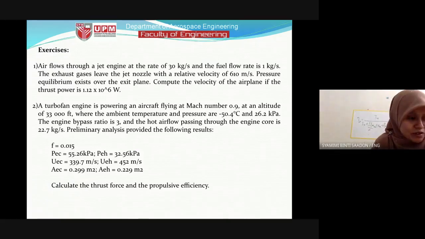Okay, for thrust force, you can just leave it in kilonewton, because if you leave the pressure in terms of kilopascal, you don't need to convert to pascal. Just let it be kilopascal, 26.2 kilopascal, and then you will have the answer in terms of kilonewton.